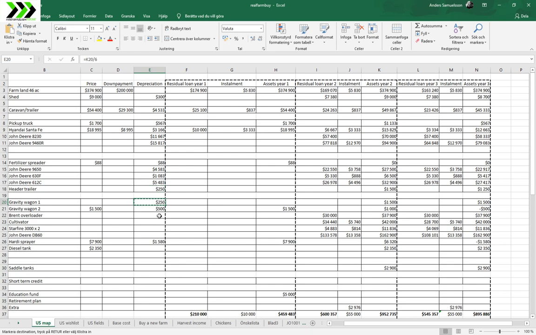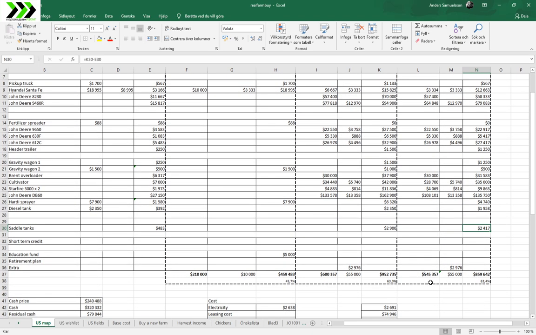Let's see. Brent overloader. Cultivator. Starfire. DB. Tank, I think. Saddle tanks. And that's it. Okay, so. Let's see. Gravity wagon. Brent overloader. So we're sort of trying to. What's that? Saddle tanks. Okay.